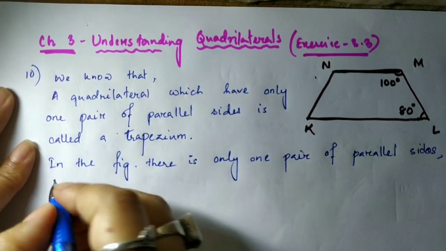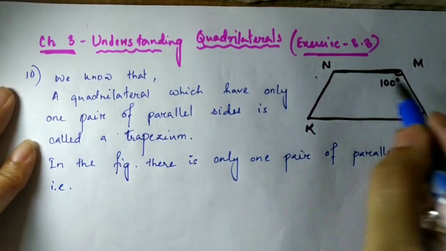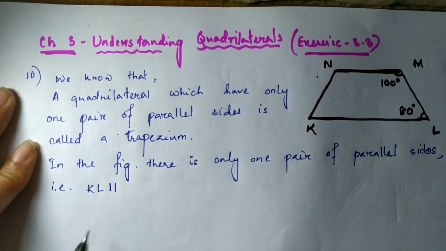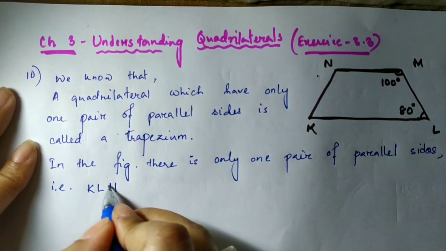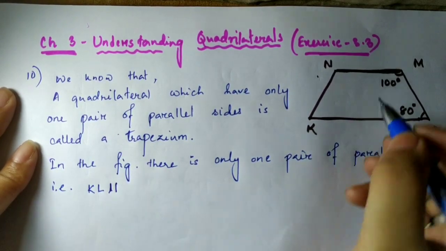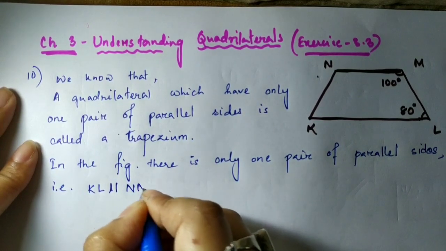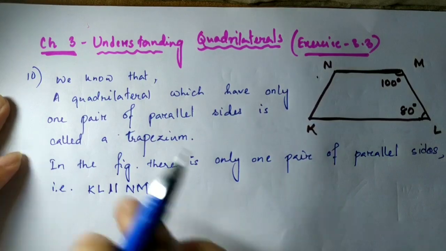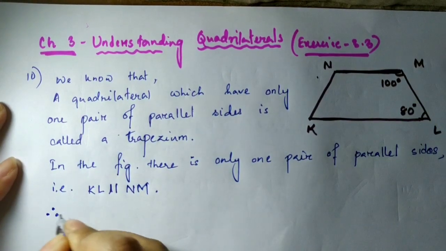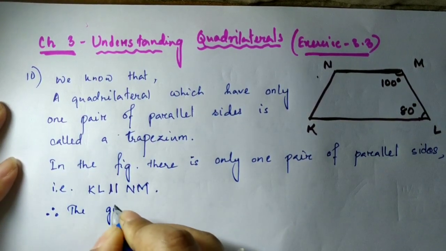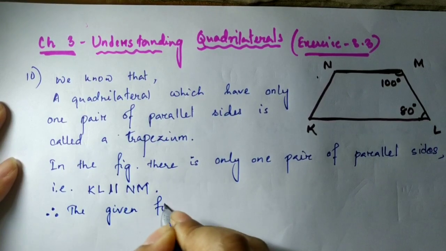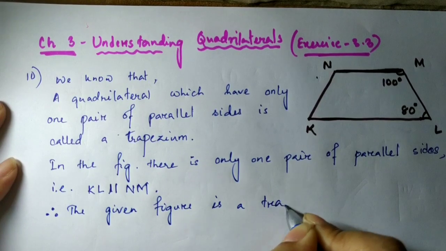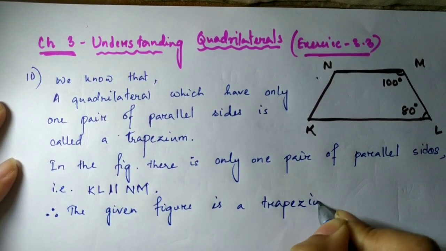You can see that KL is parallel to NM. You write this parallel symbol as two capital letter I's, don't give the bars. KL parallel to NM. Okay, and we cannot say that these two are parallel. So therefore the given figure is a trapezium. So this is the explanation for the first part of the question.